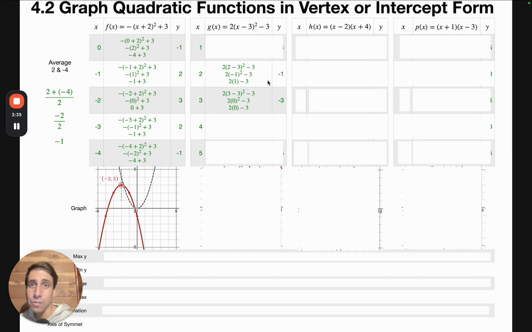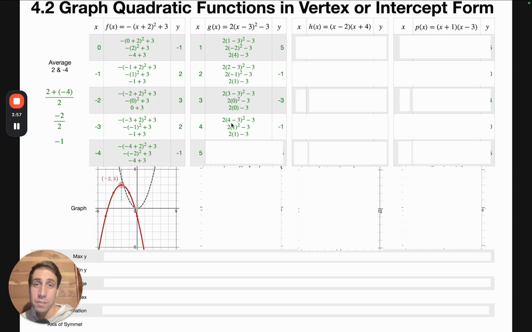Let's take a look at 2 on this side. 2 minus 3 is negative 1. When you square it, you get positive 1. Positive 1 times 2 is 2. Minus 3 is negative 1. Here, 1 minus 3 is negative 2. And then you square it, you get 4. And you multiply it by 2, you get 8. 8 minus 3 is 5.